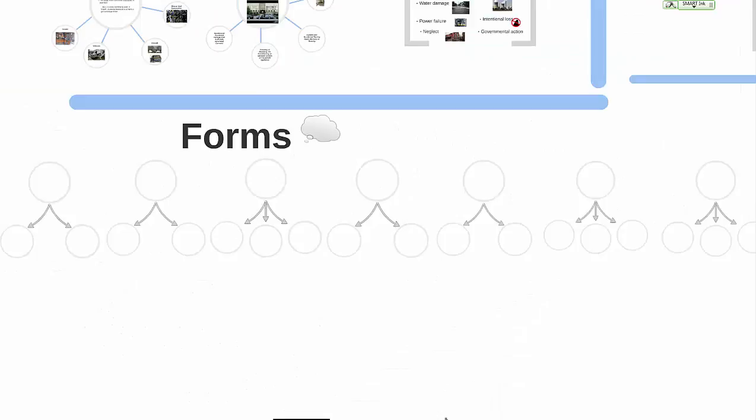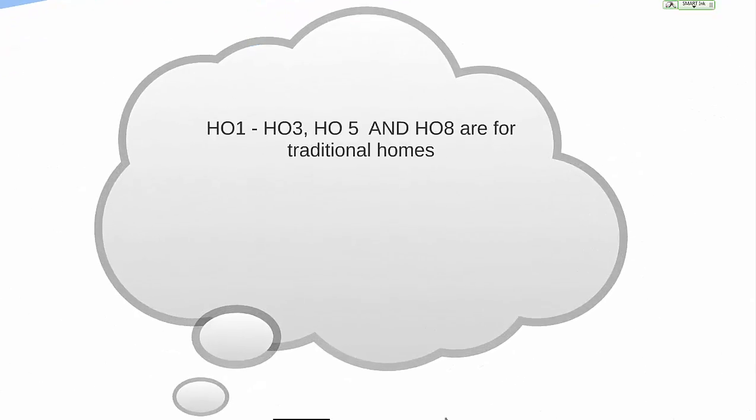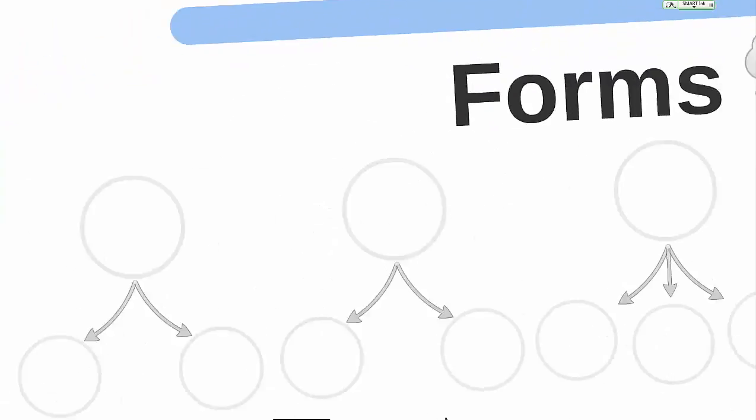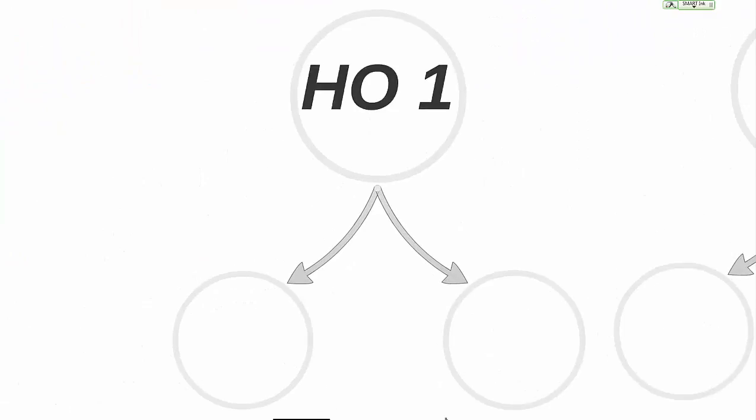Now let's look at the different homeowners forms. HO1 through HO3 and HO5 and HO8 are for traditional homes. So there are 5 policies, 1, 2, 3, 5, and 8, that are for traditional homes. HO4 is for renters, and HO6 is for condo unit owners. Let's look at them individually.